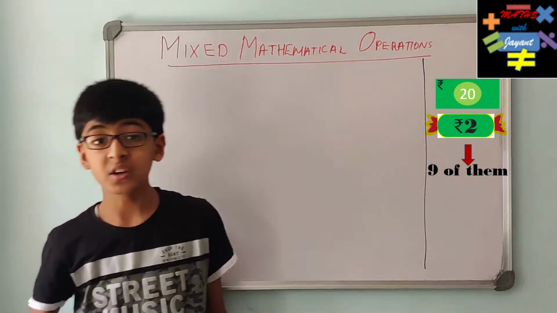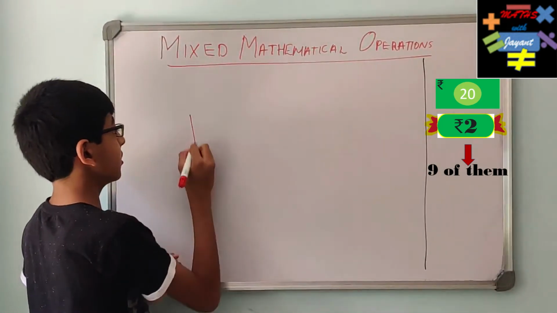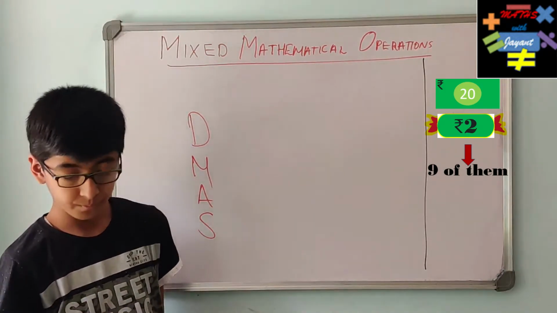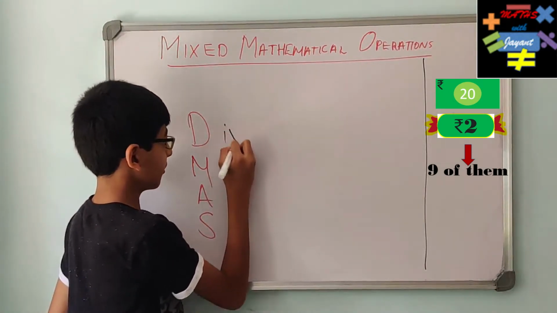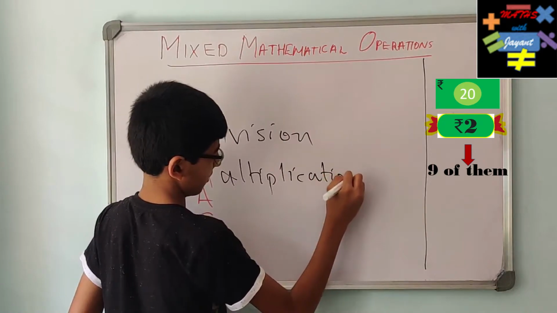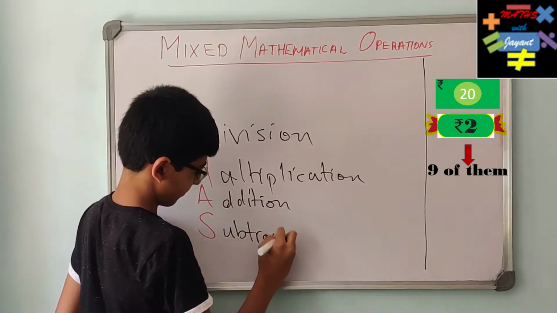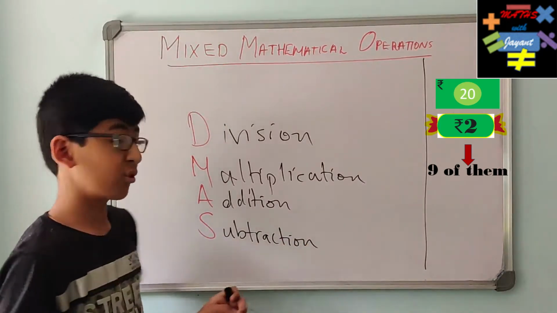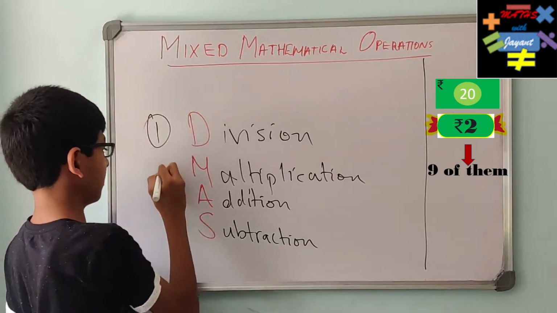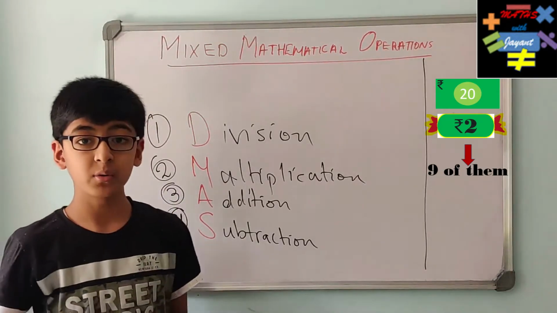Now for this, we use a rule to solve such questions. And this rule is called the DMAS rule. So what does this DMAS stand for? D stands for division, M stands for multiplication, A stands for addition, and S stands for subtraction. So what does this mean? It means that first we are going to solve division, then multiplication, then addition, then subtraction. So this is the order in which we are going to solve.